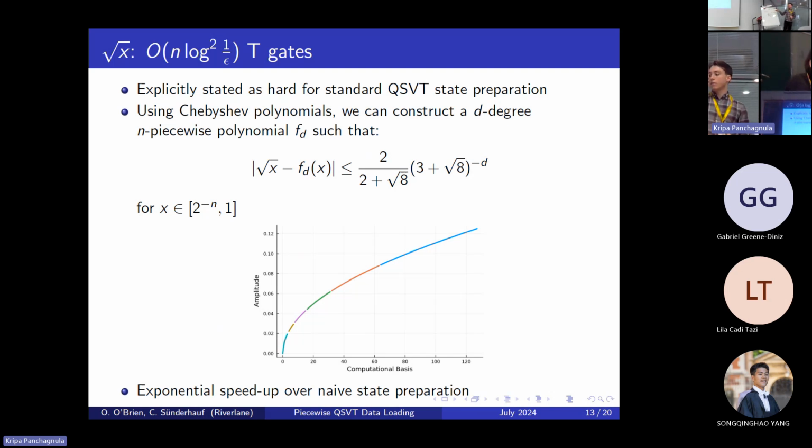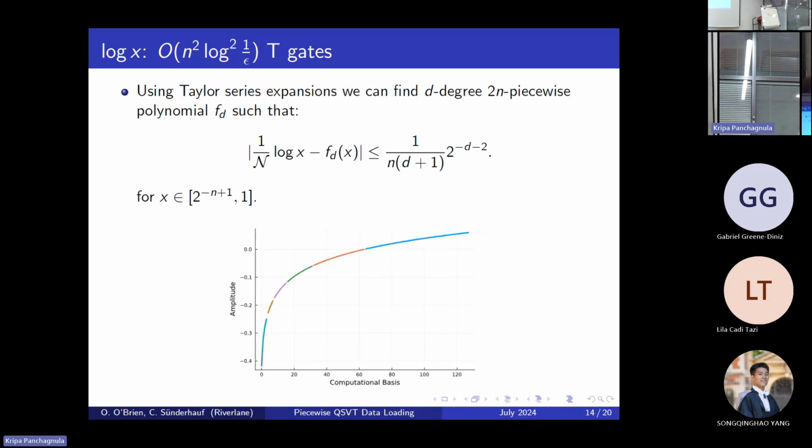And I've used n regions, so I only need n log 1 over epsilon rotation gates, or n log 1 over epsilon squared T gates. And this is exponentially better than doing it naively, where I would have needed 2 to the n rotation gates in order to load it. So I don't necessarily know why you'd want to load square root x, but it's because they said that they couldn't do it. You can do a similar trick for log x.